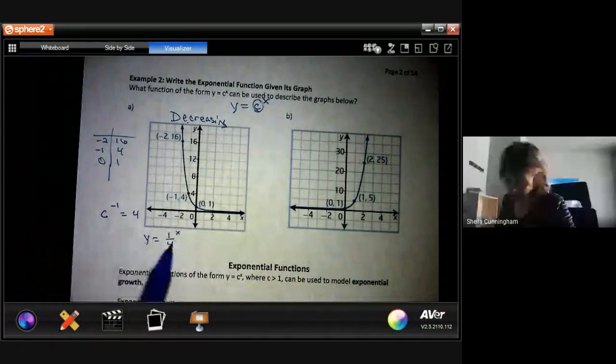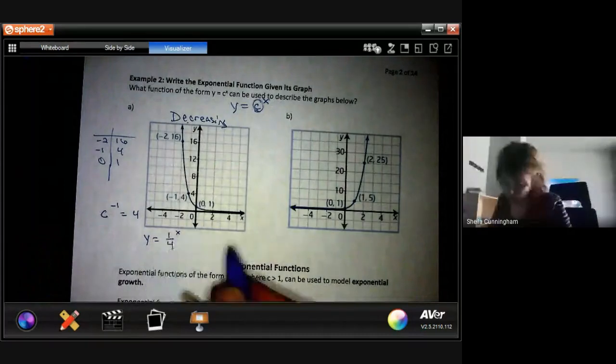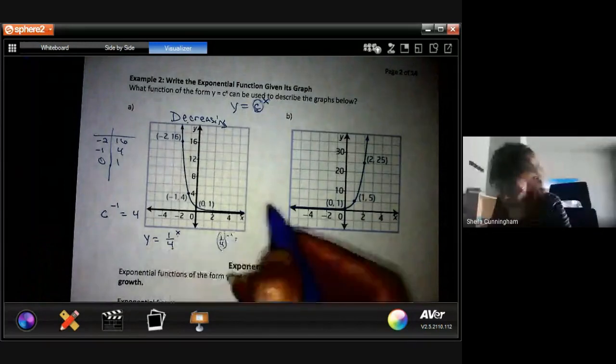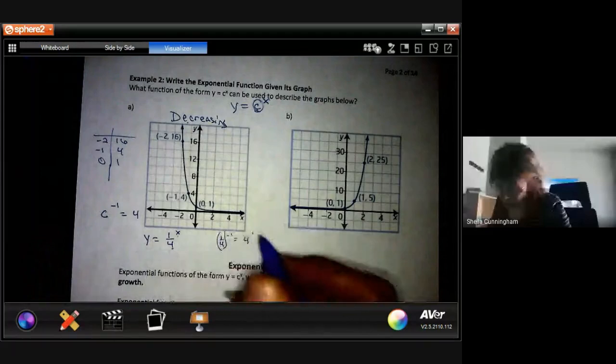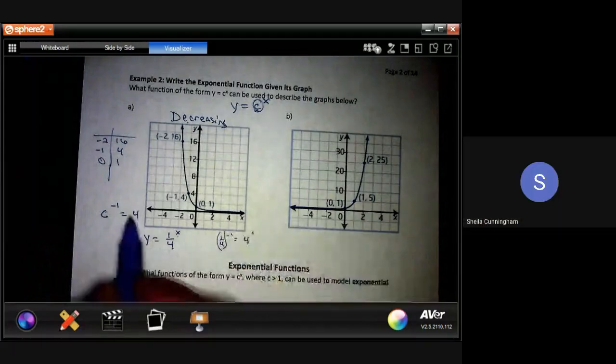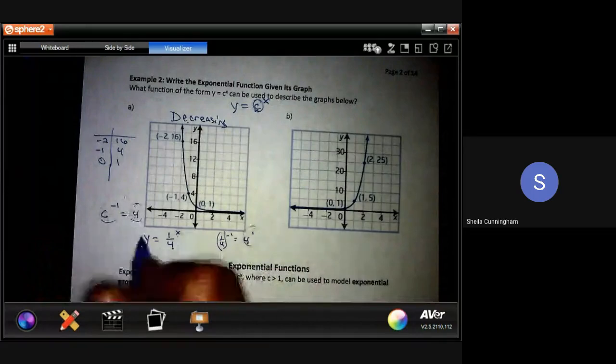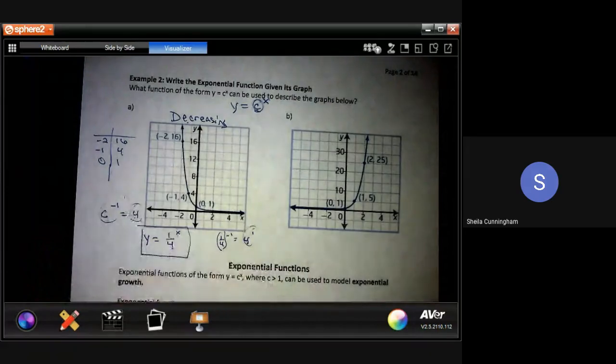So let's think about this. If I put a 1/4 to the power of -1, that's the same as saying 4 to the power of 1, which, if I'm looking at this, equals the 4 that I need it to be. So this must be my function.